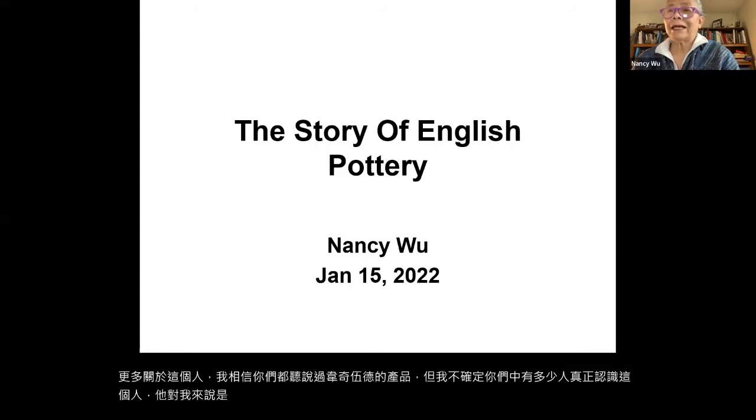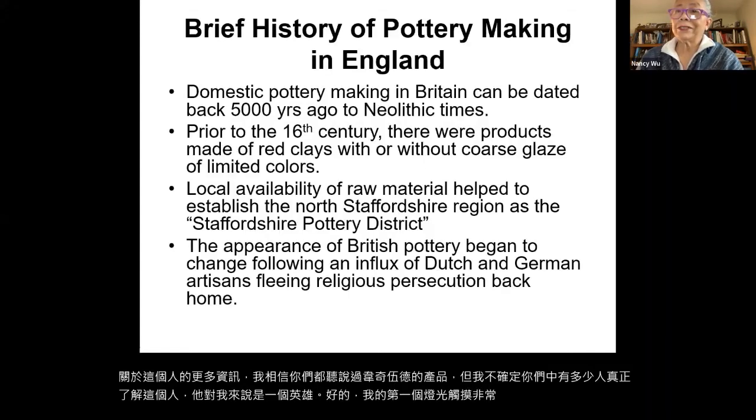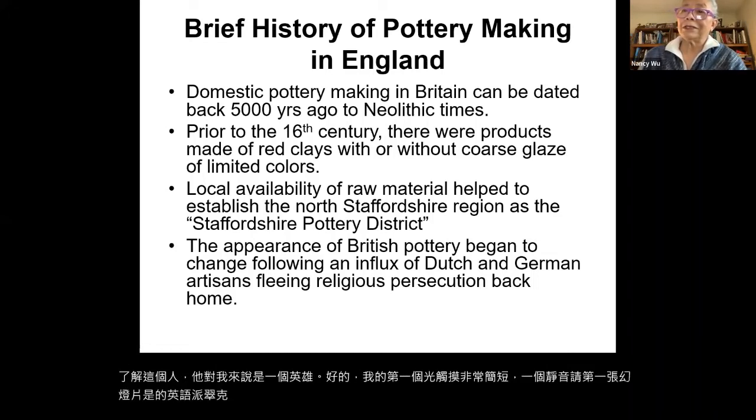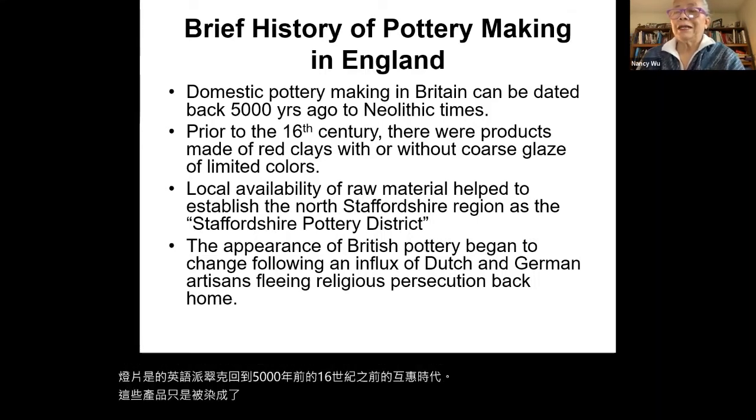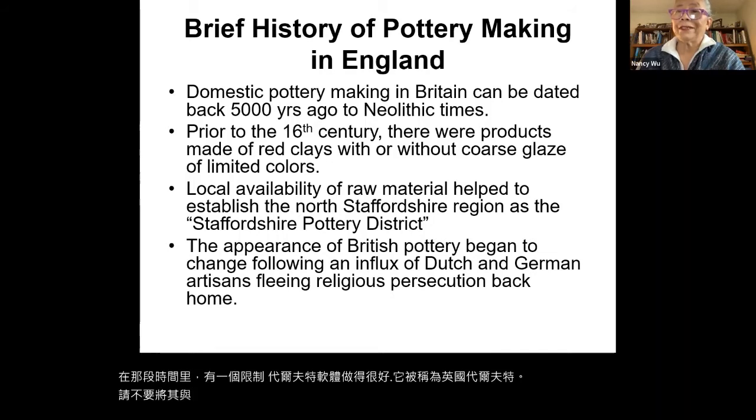Okay, my first slide touches very briefly. Mu-ting, please, first slide, yeah. English pottery goes back 5,000 years to the Neolithic time. And prior to the 16th century, the products were just made of red clays, kind of crude, with or without glaze. During that time, there's an imitation of Delftware as well. It's called English Delft. Please do not confuse it with the real Delftware. I think later on we can touch on that.